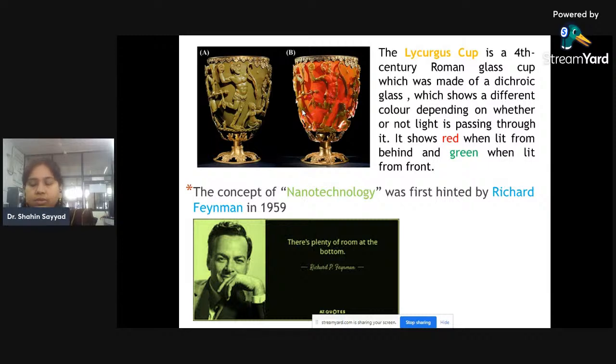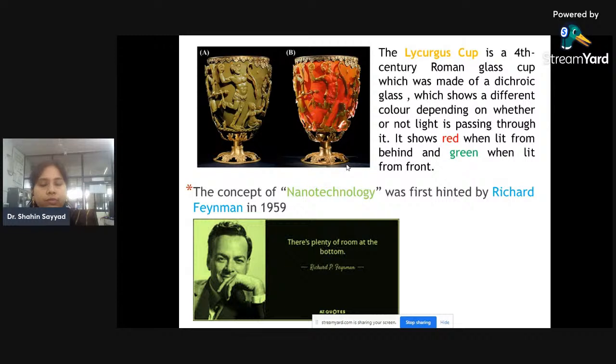Another example: we have seen the Romans, and when we see pictures of Romans, we see that they have color in their hair, some layers of coloring. At that time, they used sulfide nanocrystals for coloring their hair. So nanomaterials have an ancient history.